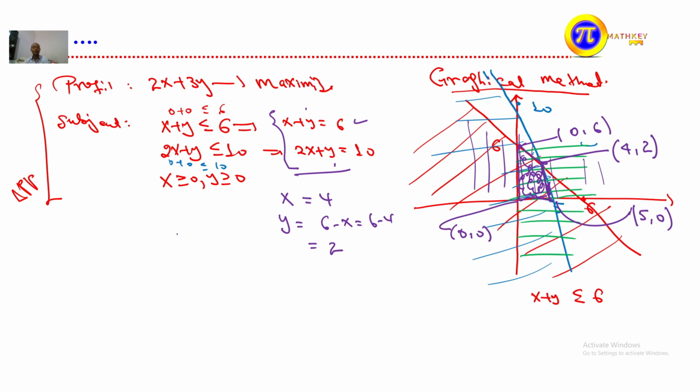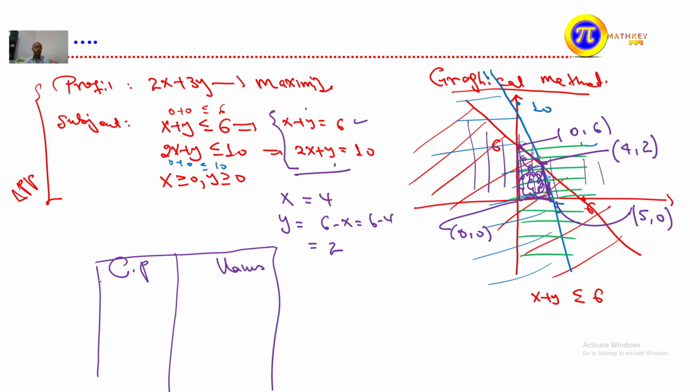After that, by taking these corner points, we find the values of our profit. The corner point that we take, when it is 0, 0, insert 0, 0 here: 2 times 0 is 0, plus 3 times 0 is 0, so the value here is 0. The other point we take is 5 and 0. When x is 5, the value of y is 0, insert here. 2 times 5 is 10. 3 times 0 is 0. The value is 10.